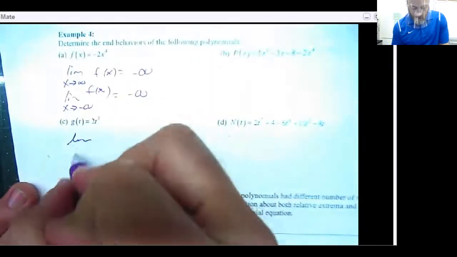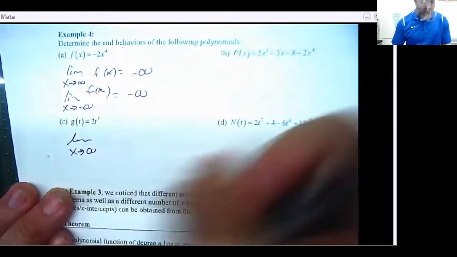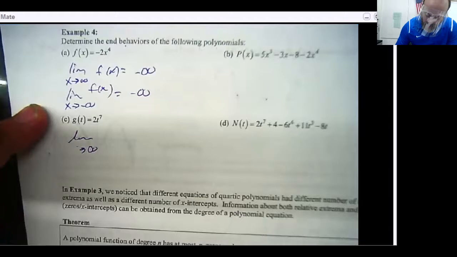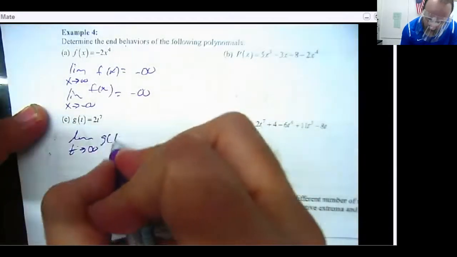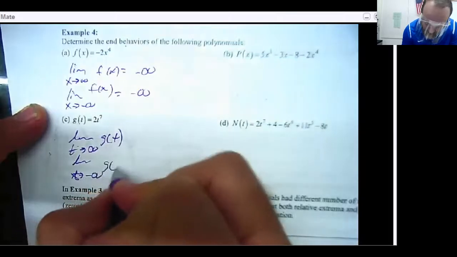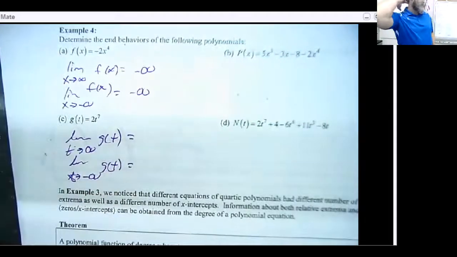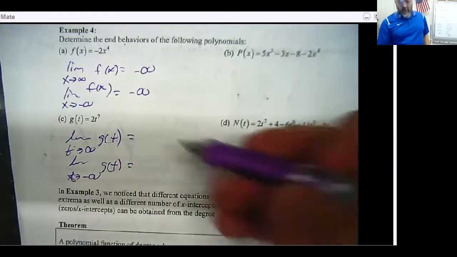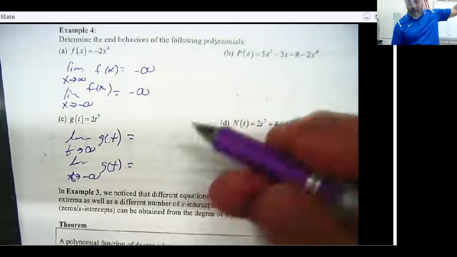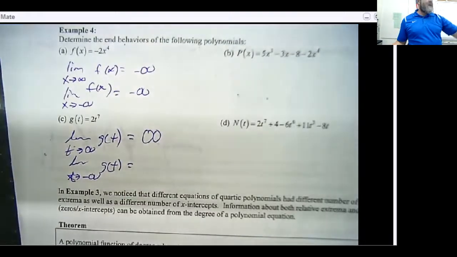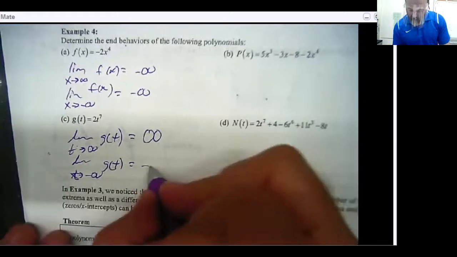How about on G right here? What happens if I go to infinity? And I need to change that. Just realized that we switched letters here, didn't we? So what happens as t goes to infinity on g of t, or as t goes to -infinity on g of t? Now something is a little different. This is a positive 2t to the 7th. How's it going to go as I go to infinity? It's going to go up. Isn't this easy? What's going to happen on the left side? Why? It's odd, and they always disagree.